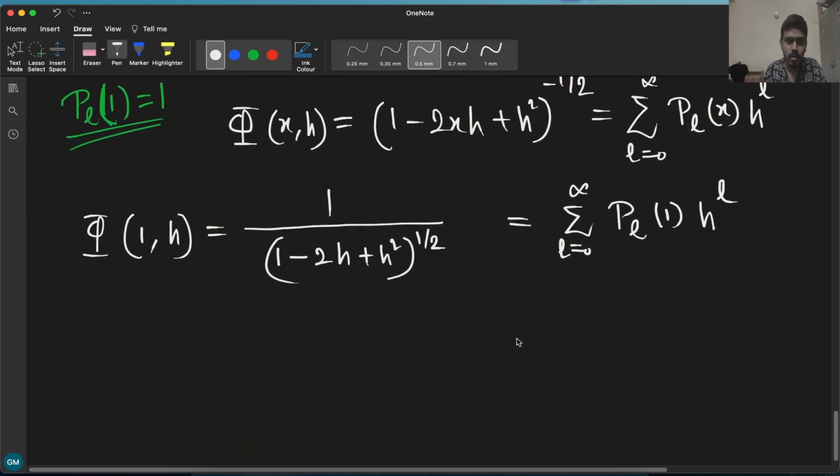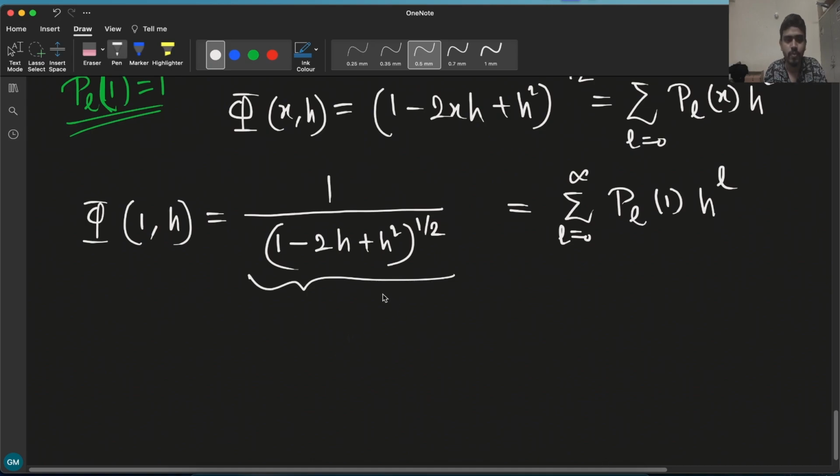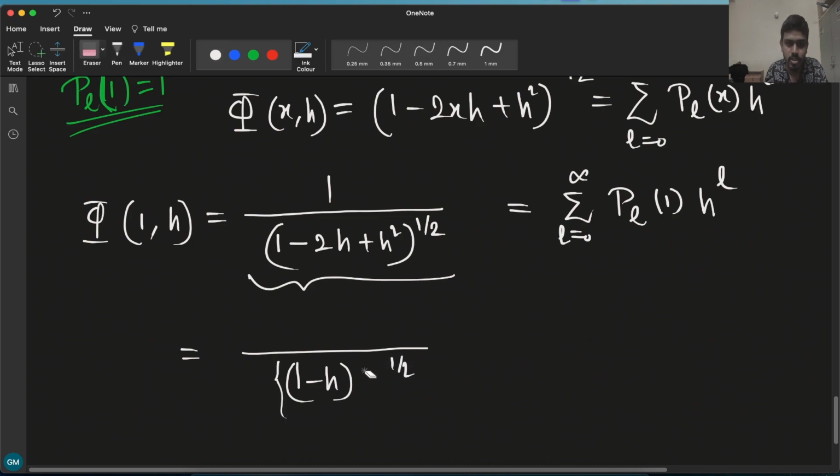Now let's look at this term. I can then write it as 1 minus h whole square to the power half, and that is nothing but 1 minus h.